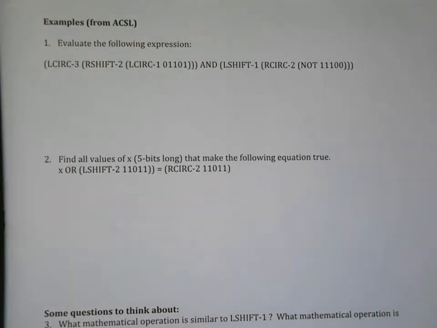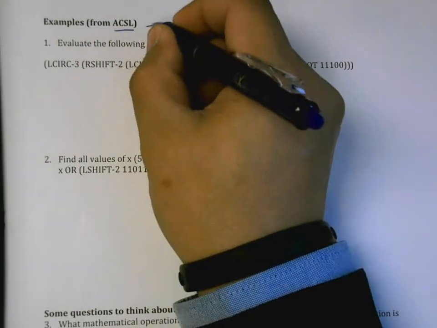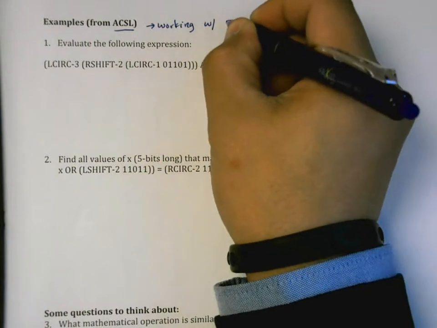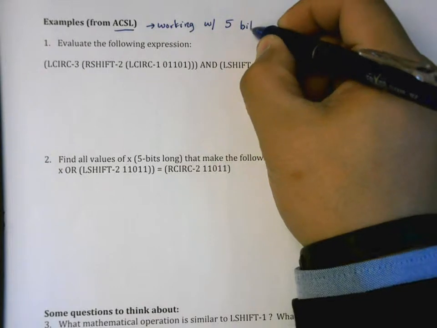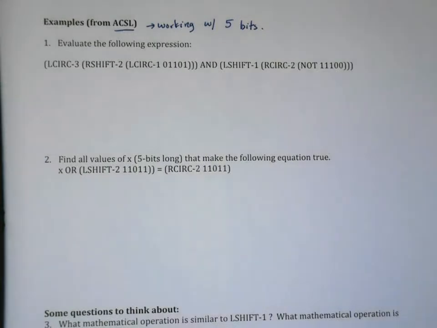Alrighty, we're going to continue our series of videos on bit string flicking, and here we are going to work with examples from ACSL, the American Computer Science League. It's important to note that these problems we are working with use 5 bits only. So these strings only have 5 bits as far as ACSL is concerned, unless they say otherwise.